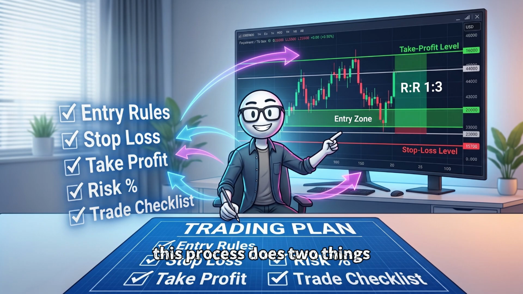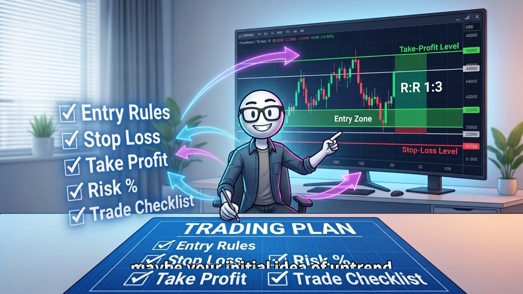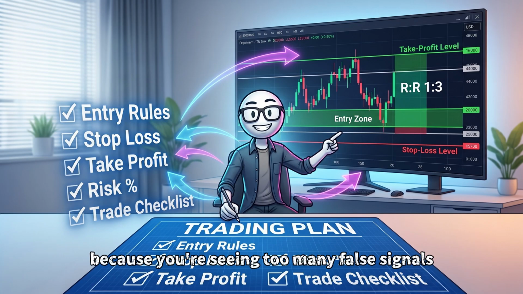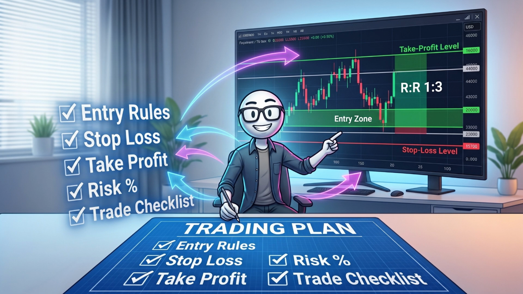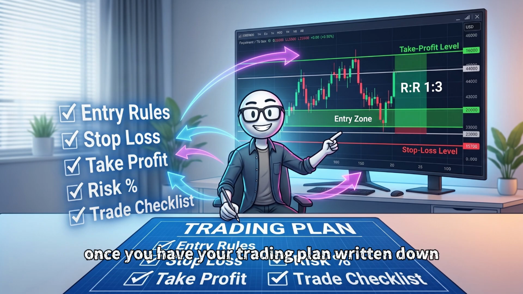This process does 2 things. First, it helps you refine your specific rules. Maybe your initial idea of uptrend plus pullback needs more precision because you're seeing too many false signals. You adjust the rule to be more specific. Second, it builds your pattern recognition. By the time you're trading live, you've already seen 50 examples of what your setup looks like. You're not guessing anymore.